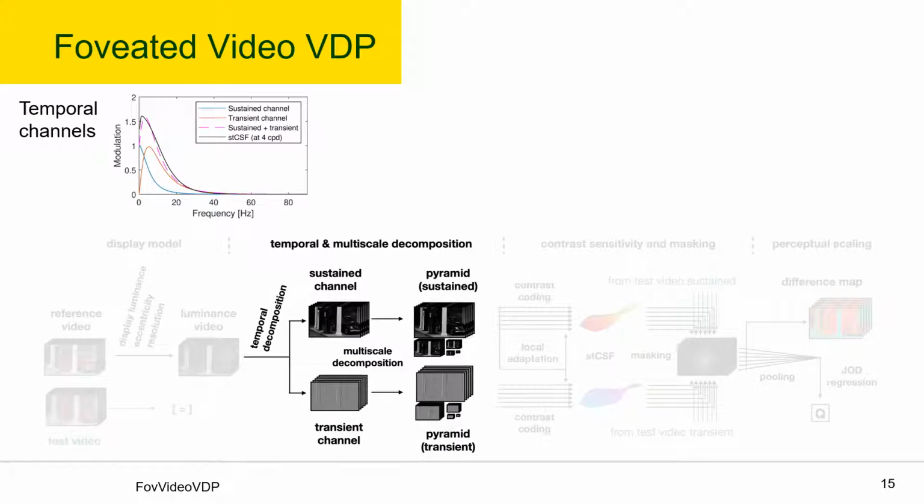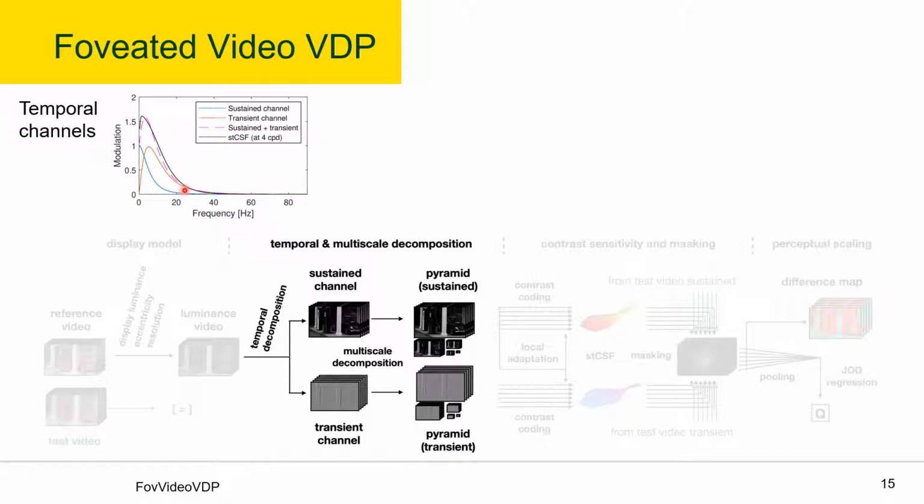In the next stage, we decompose the input image or video into two temporal channels, and then each of those we decompose into a number of spatial frequency bands. The first sustained channel acts as a low-pass filter and accounts for the finite integration time of the visual system. The second transient temporal channel acts as a bandpass filter and is sensitive to rapid temporal changes. For example, it's sensitive to flicker.